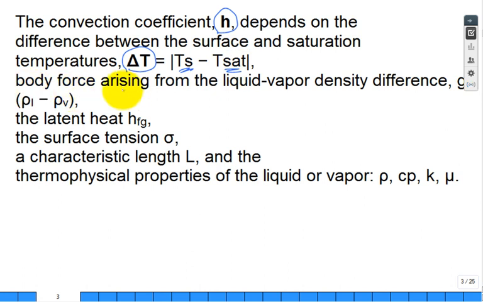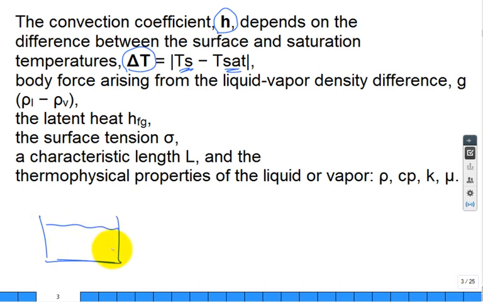You have body force arising from the liquid vapor density difference, which is g times the difference in the rho. So if I have a pot of water and the density of the water, the liquid, is about the same as the density of the vapor, then if I form a bubble, it's filled with vapor, there's really not much buoyancy-driven mechanism to make it want to float to the top. But if the density of the liquid is high compared to the density of the vapor in the bubble, guess what the bubble wants to do? Shoot to the top. Really go to the top quickly.